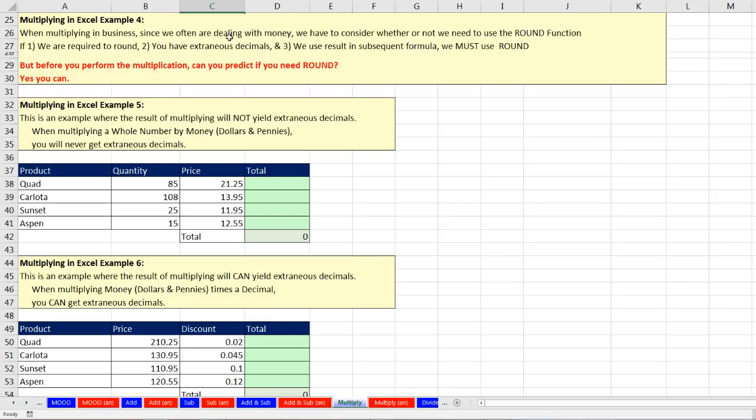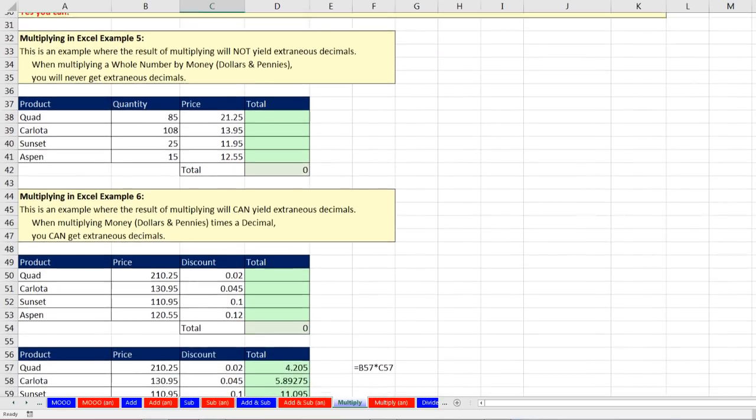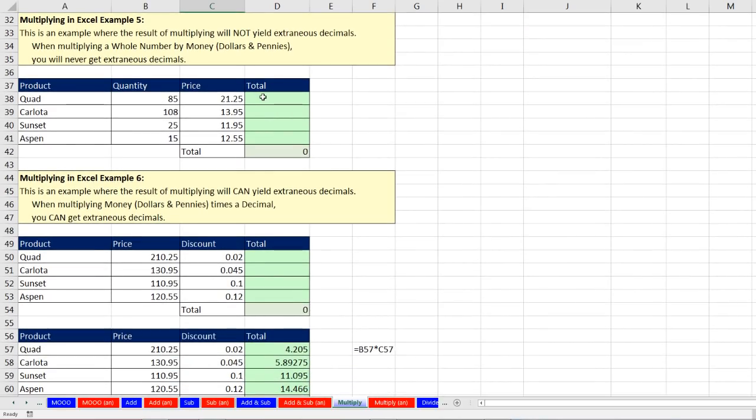But the question is, before we perform multiplication, can you predict if we need to use round? Which for us, when we're multiplying, we want to ask the question, do we get extraneous decimals? So we're going to go down and look at example 5 and 6 and see if we can predict. Because in both situations, we're dealing with money. We're going to make multiple calculations and add for both of these situations. But let's look at 1, 2 situations and see if we can predict.